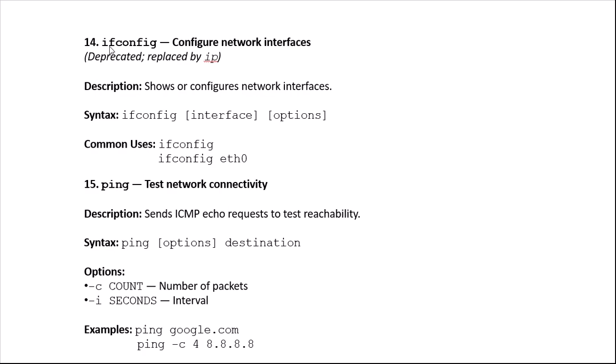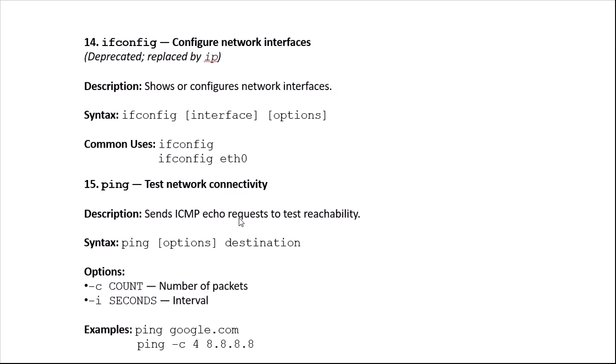And 14th is ifconfig, which configures the network interface. It is deprecated and replaced by ip. The description is: show or configure the network interface. Syntax is ifconfig, interface, and options. Commonly used: ifconfig, and second is ifconfig eth0.